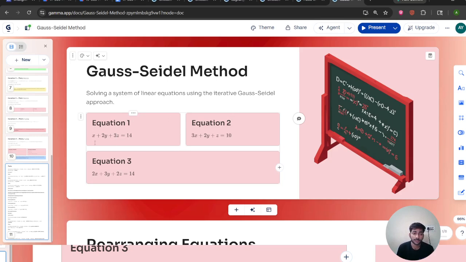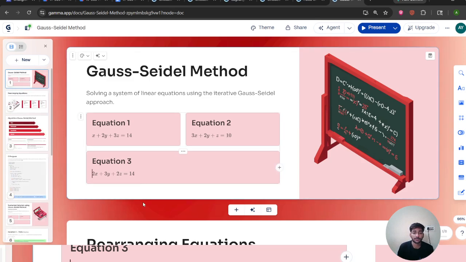Equation 1: x plus 2y plus 3z is equal to 14. Equation 2: 3x plus 2y plus z is equal to 10. Equation 3: 2x plus 3y plus 2z is equal to 14. We will solve these equations using the Gauss-Seidel method.